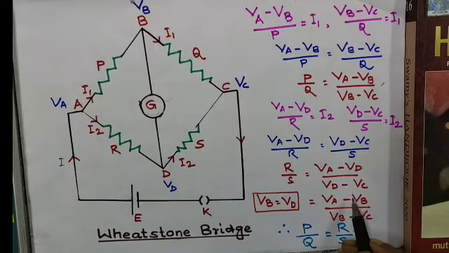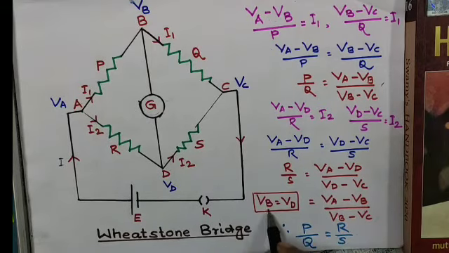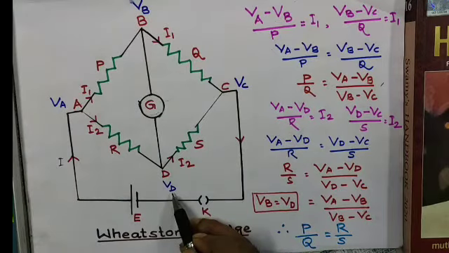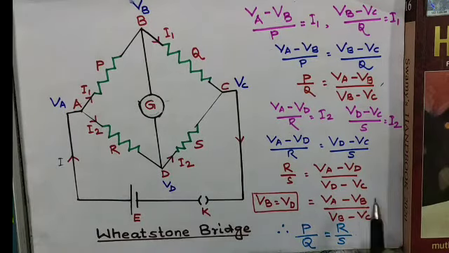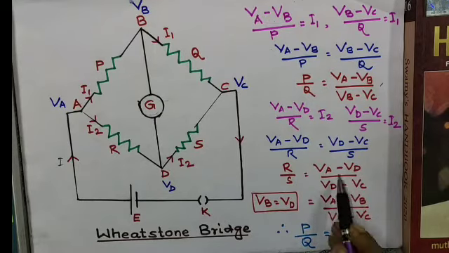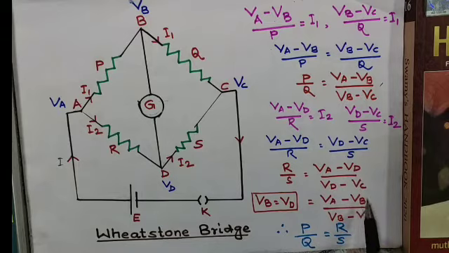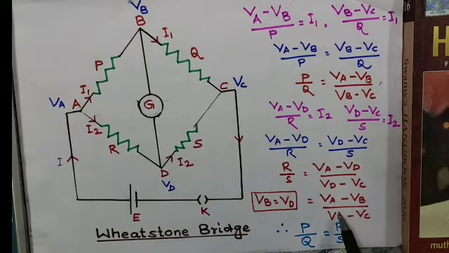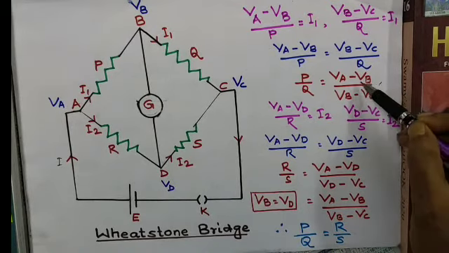Now, in the null condition of the galvanometer, or balanced condition of the galvanometer, we know that VB is equal to VD. VB is equal to VD at the null condition of the galvanometer. So we can write VB in place of VD. So we write here VA minus VB in place of VD, and here also in place of VD we have written VB minus VC. So what we get? VA minus VB by VB minus VC. That same we have got previously.